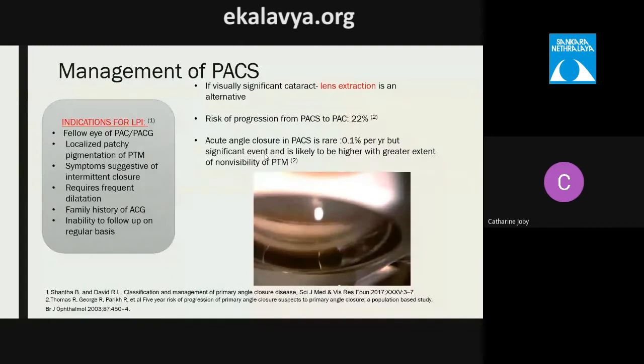If visually significant cataract is present, lens extraction is an alternative. The risk of progression of primary angle closure suspect to primary angle closure is found to be 22%. Acute angle closure in primary angle closure suspect is rare, at 0.1% per year, and is likely to be higher when there is a greater extent of non-visibility of the posterior trabecular meshwork.